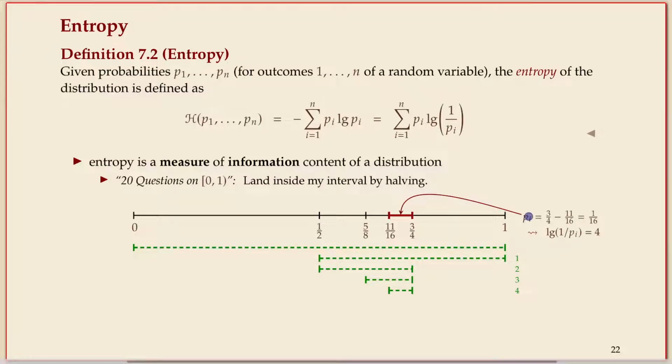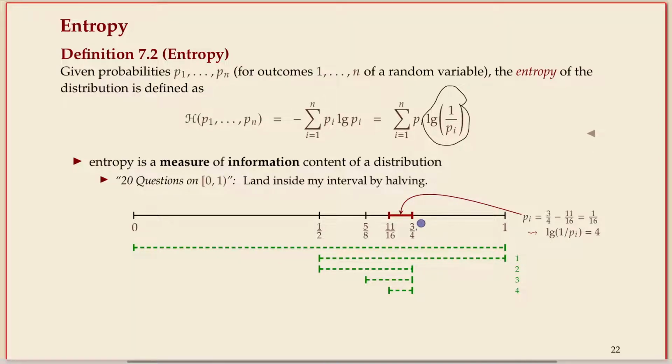So if the probability here is this distance, the probability of falling into this red range is the difference between the endpoints, and that's 1/16. If that is the probability, then this value here, log of 1 over the probability, is 4. Because 1 over 1/16 is 16, and log base 2 of 16 is 4. Now, how does this match up? This number 4 is exactly the number of times we had to cut the unit interval in half before we arrived at that size. That's, after all, what the logarithm expresses.